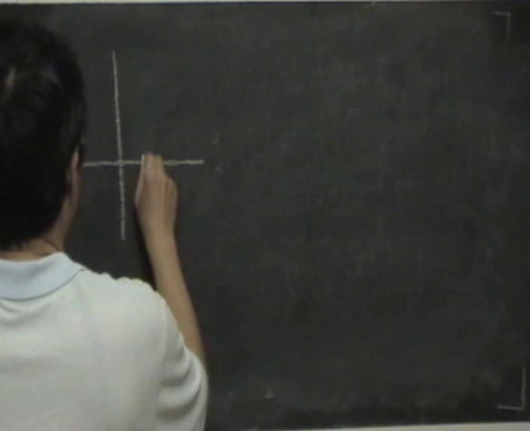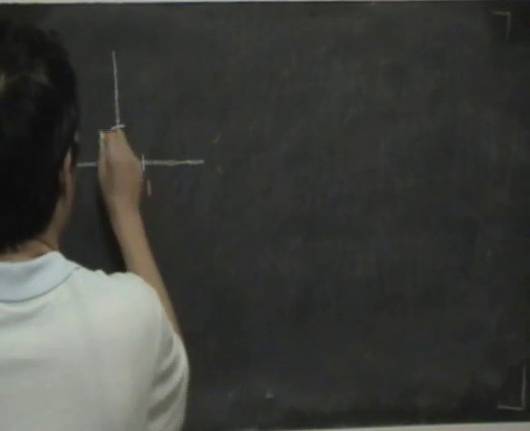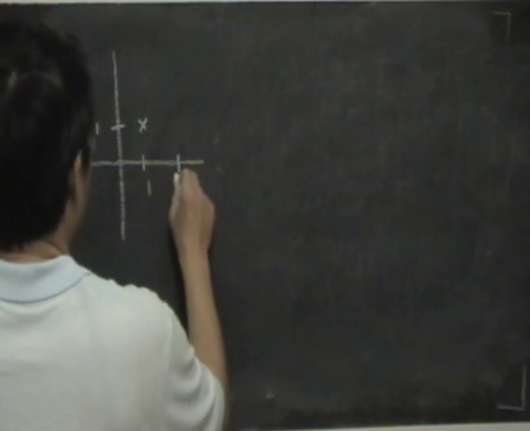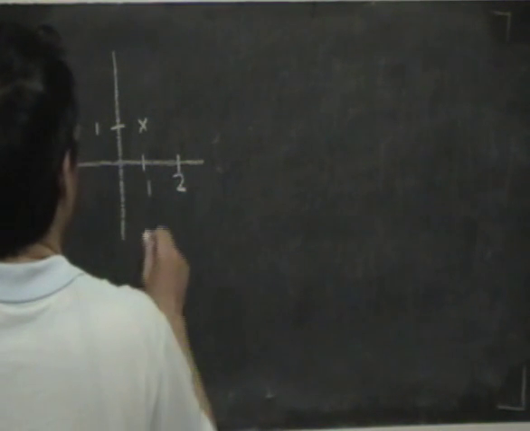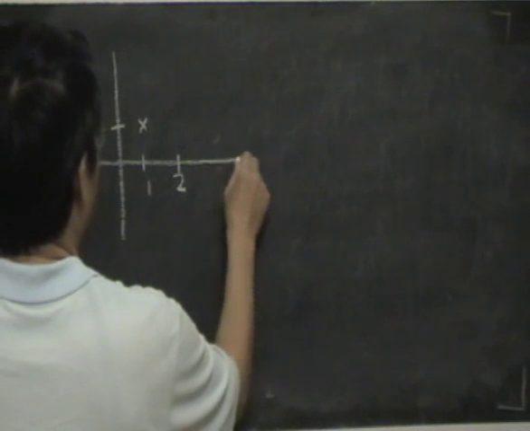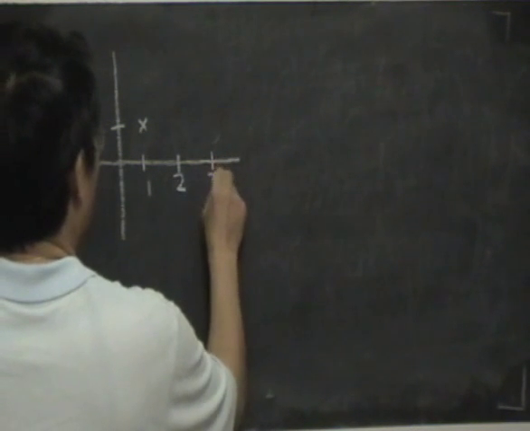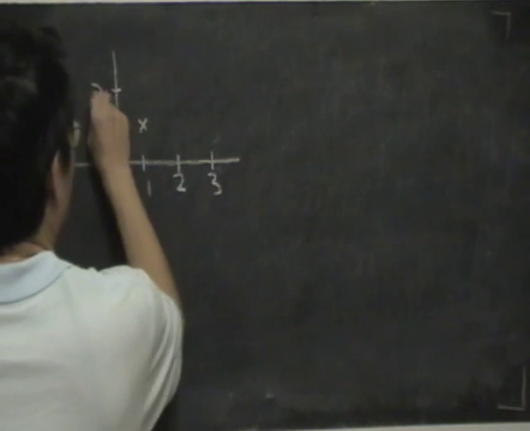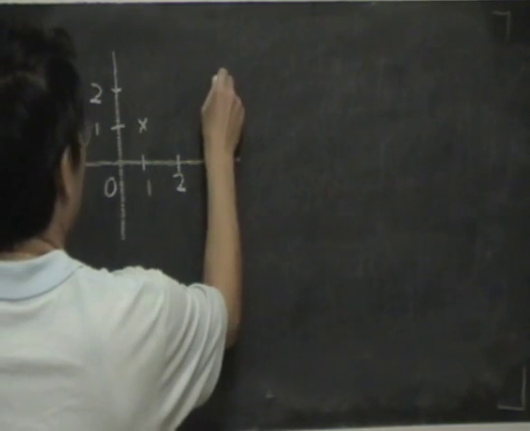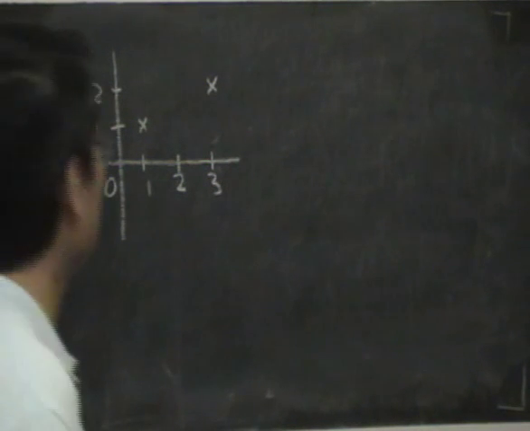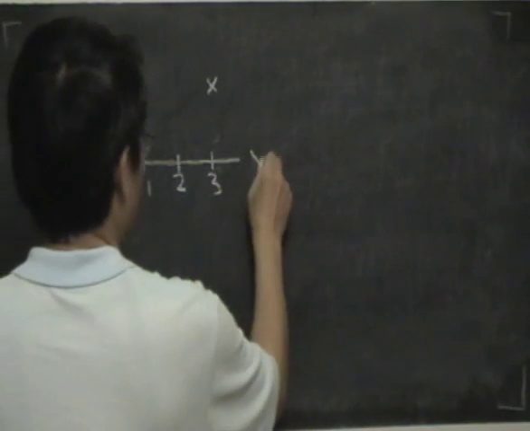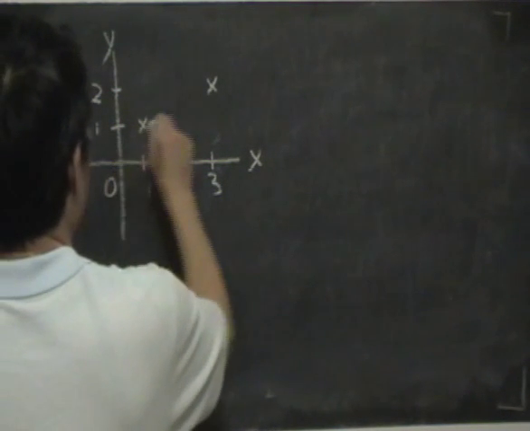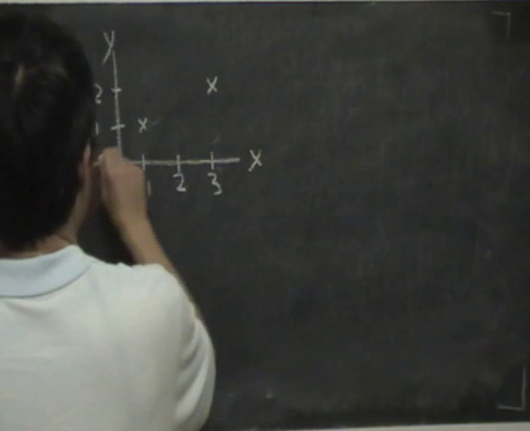Okay, so one point is here, and another point is there. So let's say I have 2 points on a graph, and I want to find the equation of a line that goes through these 2 points.